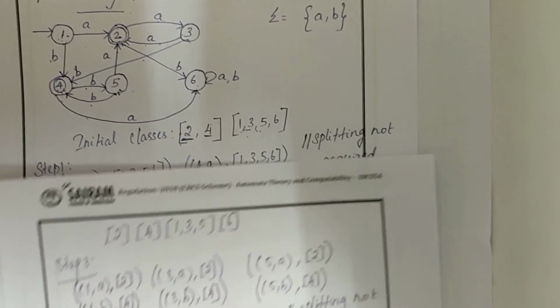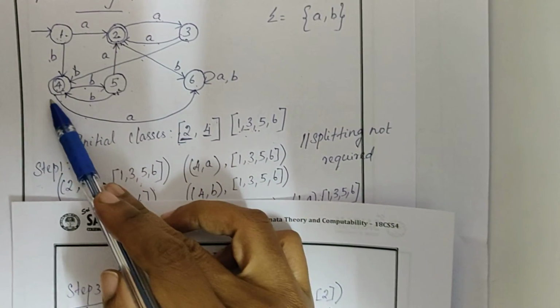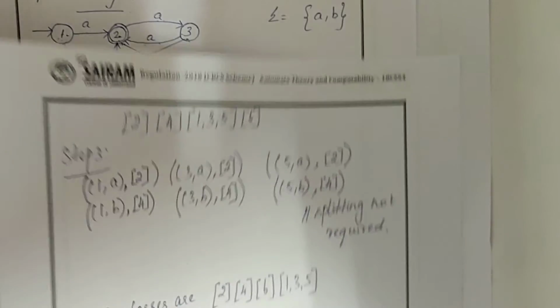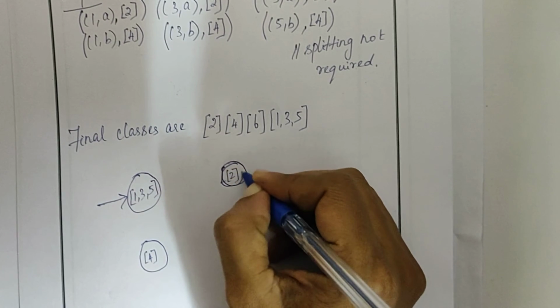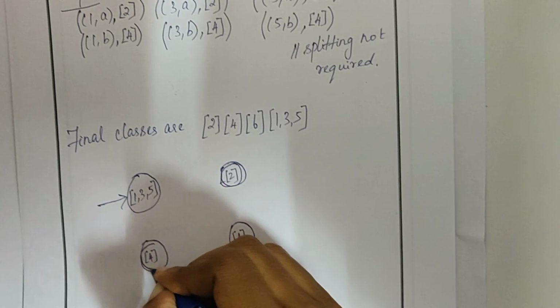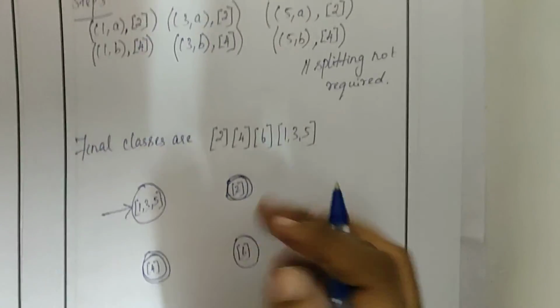Right. And check your question. Final states are 2 and 4. So both 2 and 4 should be your final states here also. Right. So I'll mark them as double circles. Now you can check.